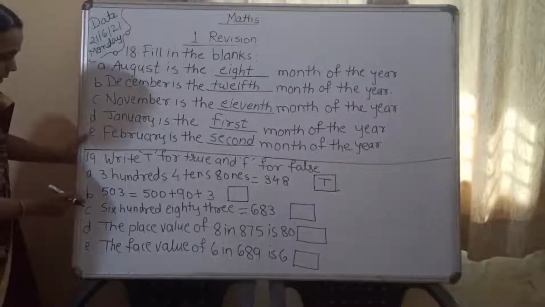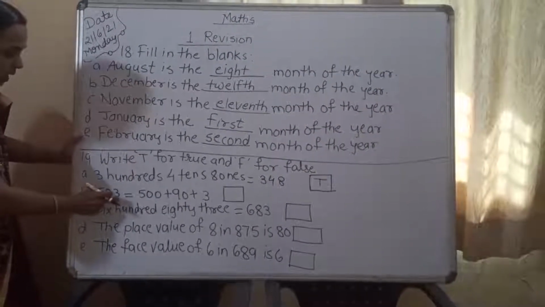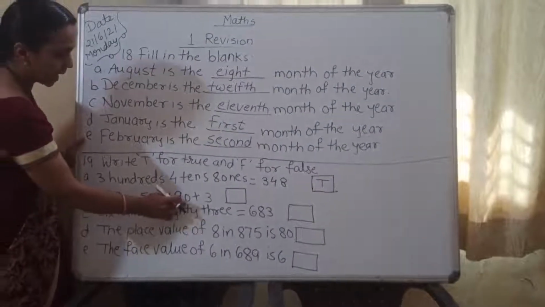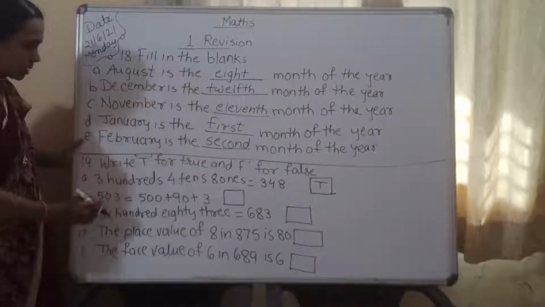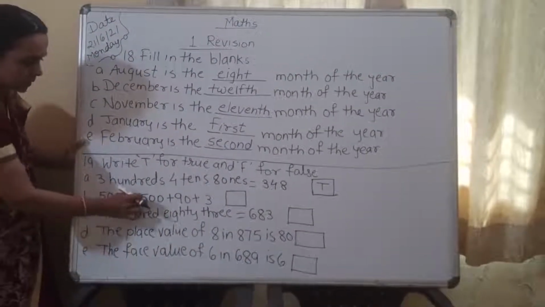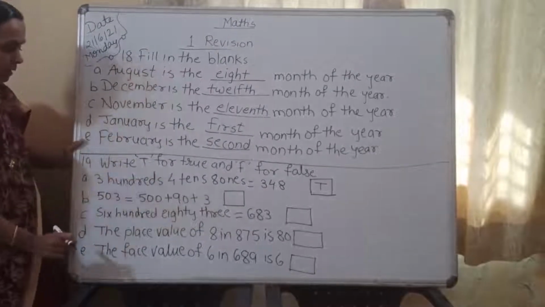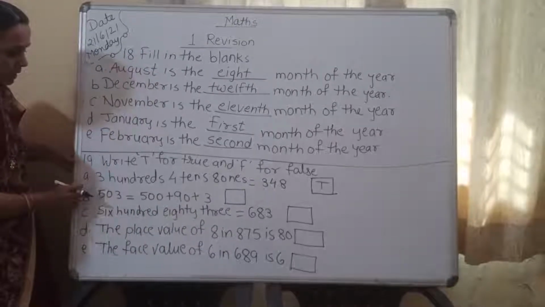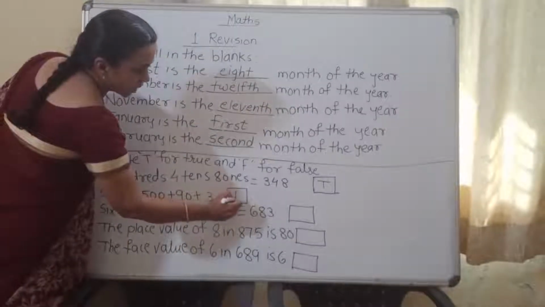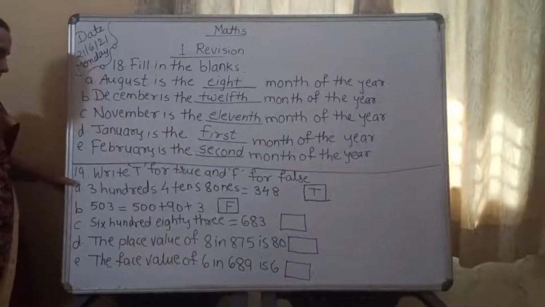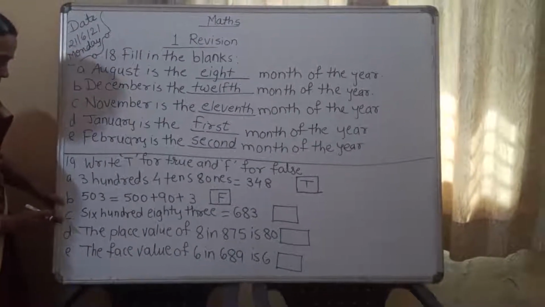Okay. Now see B question. 503 equal to 500 plus 90 plus 3. 503 is given and the expanded form is wrong here. 503, but here 90 is given. So this statement is wrong. So we have to write here F for false.